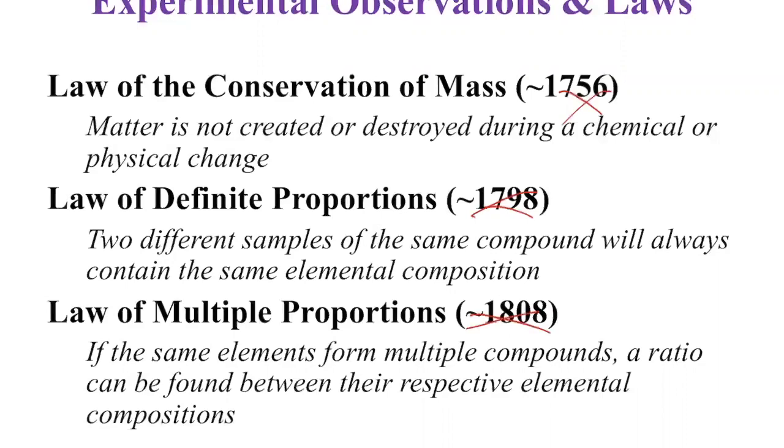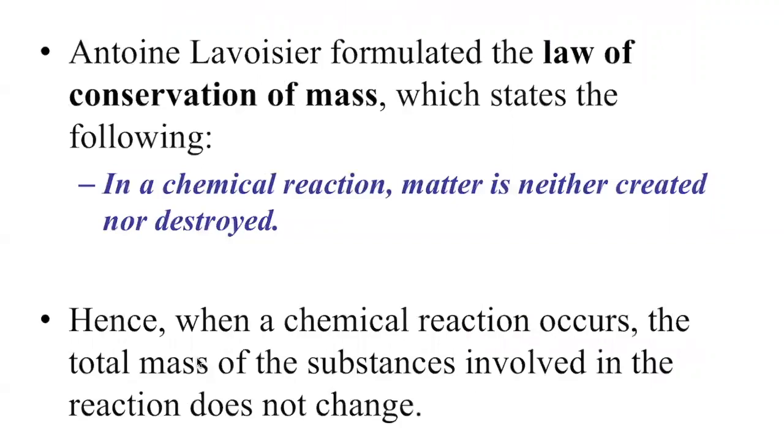And the law of multiple proportions: if the same elements form multiple compounds, a ratio can be found between their respective elemental compositions. So we're going to dig a little bit into it so you know what I'm referring to. The law of conservation of mass was developed by Antoine Lavoisier. I'm sure I'm mispronouncing the name. Pretty much this law states that in a chemical reaction, you are not going to create nor destroy matter. This is the same idea as for energy. So basically, if you start with a certain amount, you're going to end up with a certain amount.